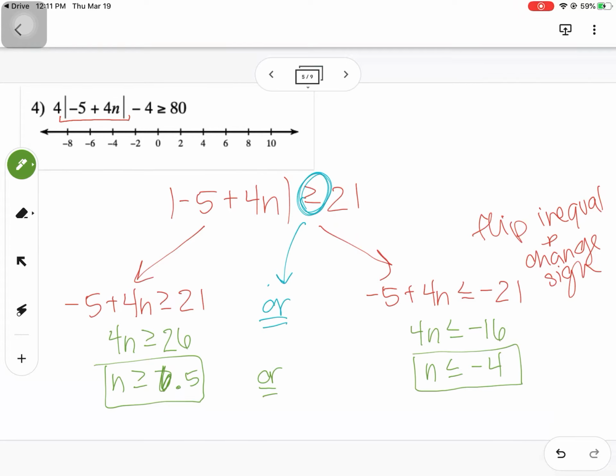It's important that this is an or because ors don't require overlap. Anything you shade will be an answer. So when I go to do it, 6.5 is going to be filled in, and it is greater than that. So that would be my shaded region. And then from negative 4, shade to the left because it is less than. And again, there's no overlap, so both of those regions are my answer.